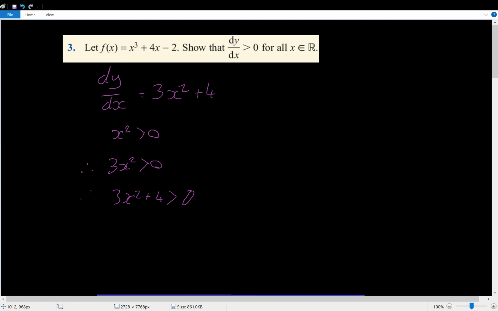We're just piling it on bit by bit. Therefore, multiplying it by a positive number and adding another number on is definitely going to make dy dx larger than 0. And this will work for all values of x in this particular setup.